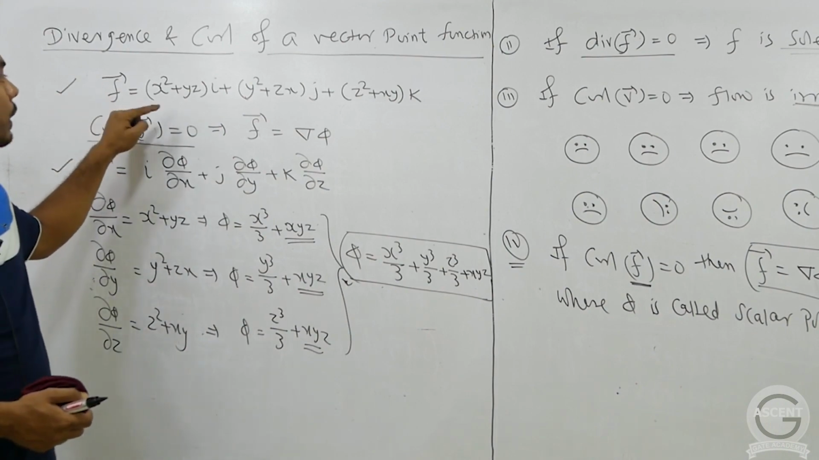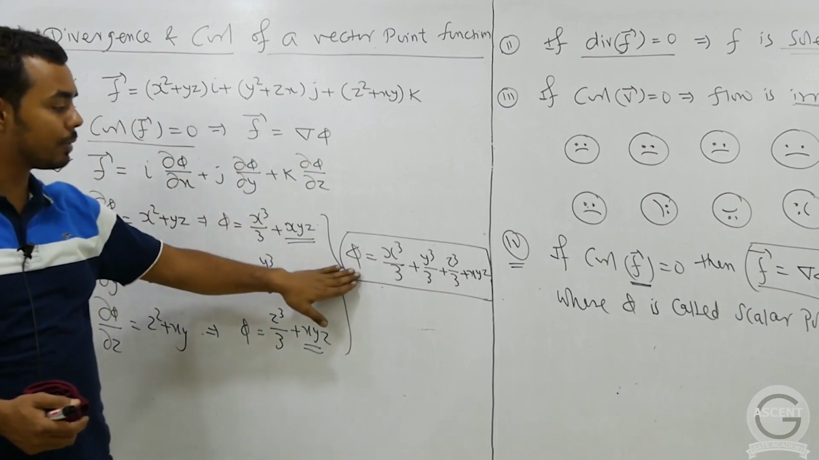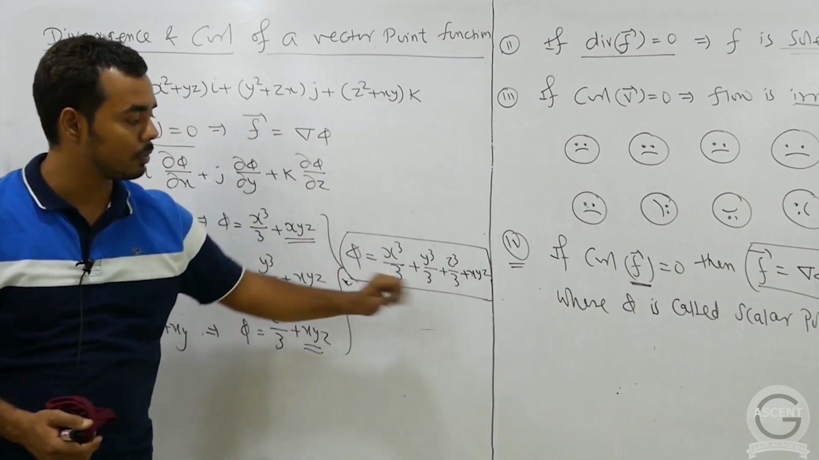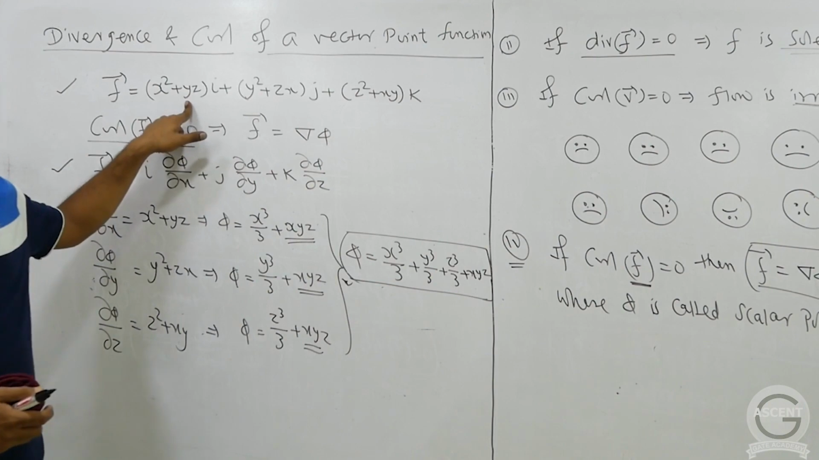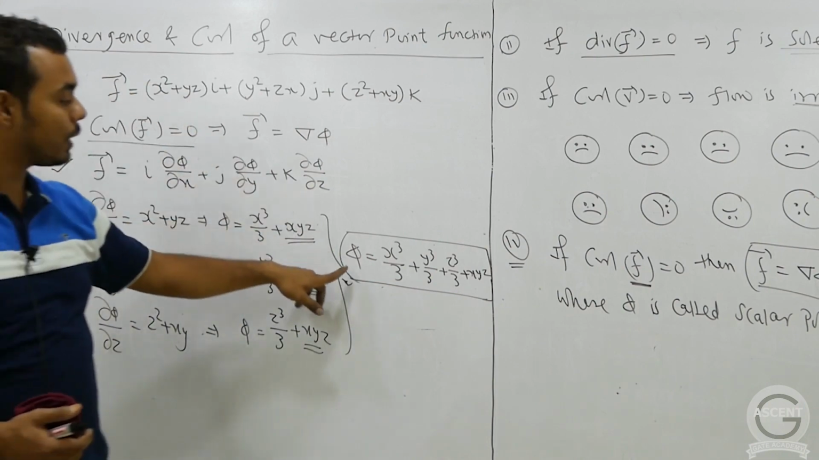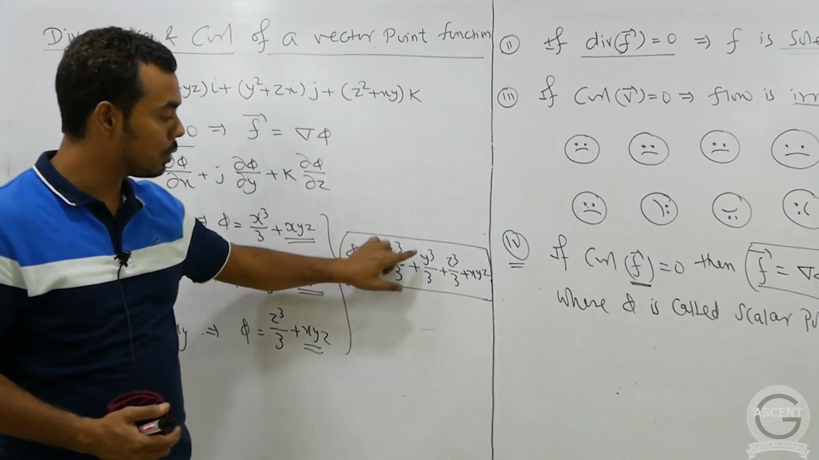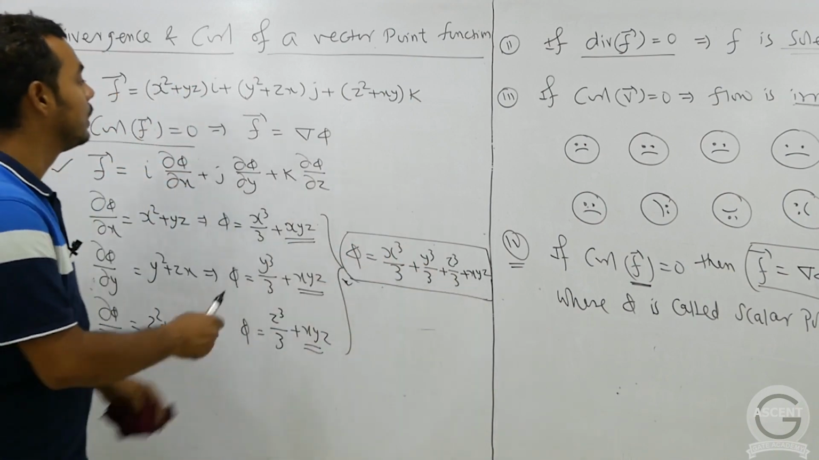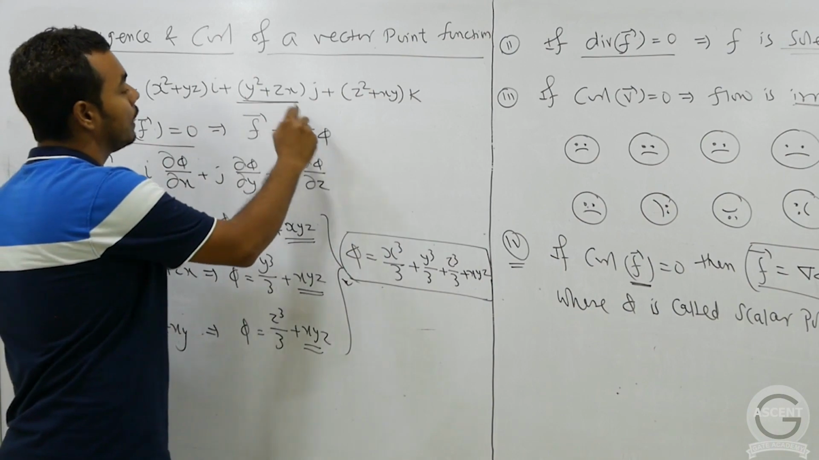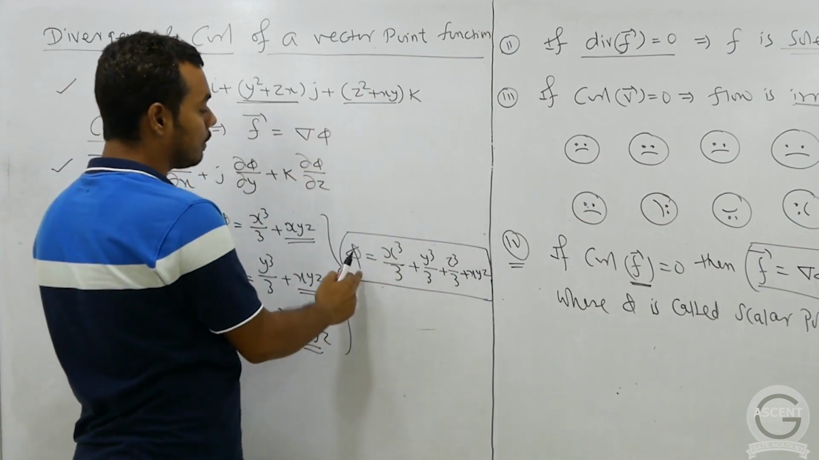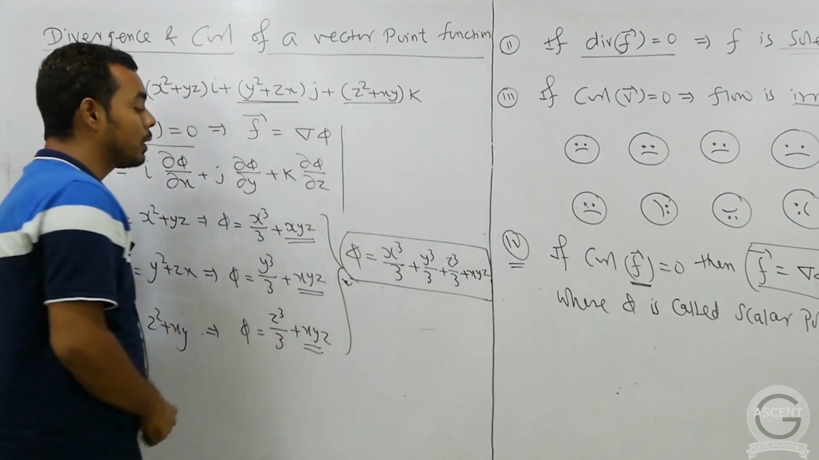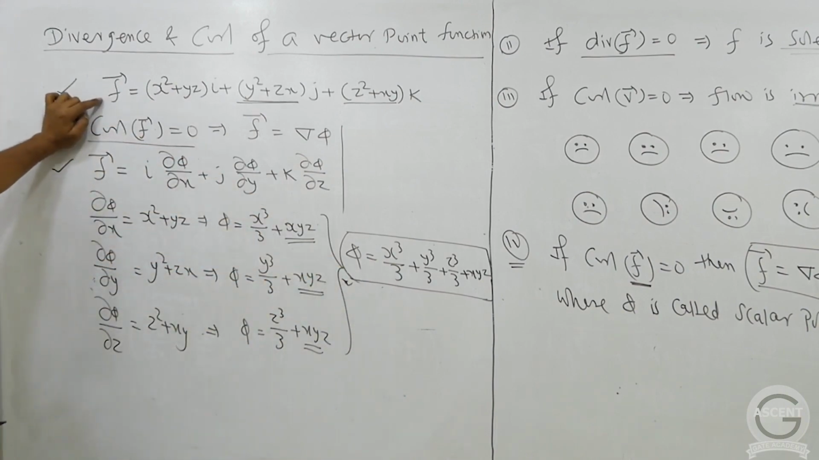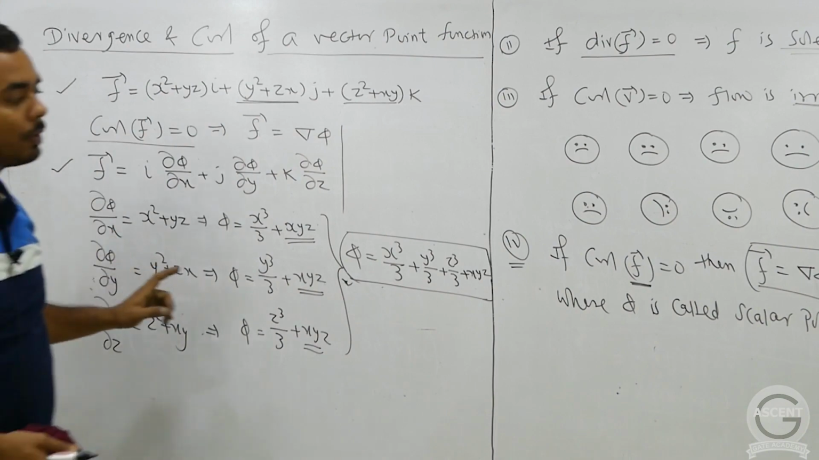Gradient of phi: the partial derivative of phi with respect to x will give you x square plus yz, these two will give you 0, so you will get this first term. Then partial derivative of phi with respect to y, this will be 0, you will get y square from here, this is again 0, xz from here, so this will give you the second term. And similarly this third term will be del phi by del z. So if you want you can verify that if this is phi, then gradient of phi will be nothing but f.